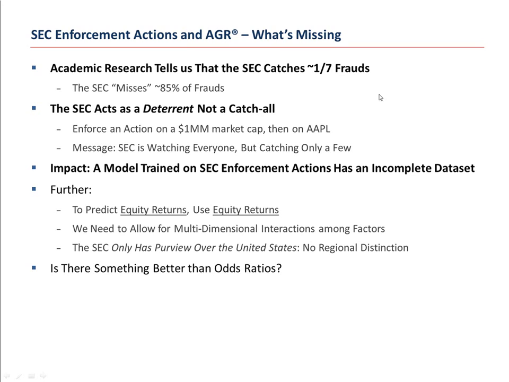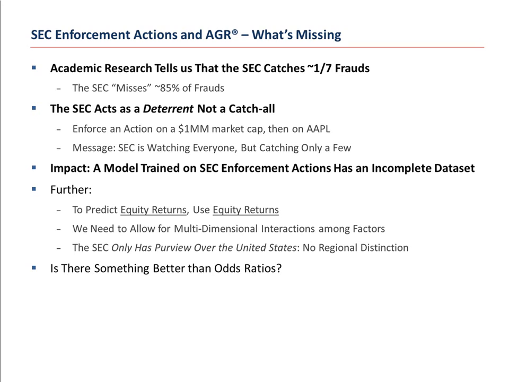The fact that the SEC is missing about 85% of the frauds does have a direct impact on a model to predict equity returns, which specifically is the data set is incomplete. We're missing 85% of the data. But there's even more difficulty using a fraud model, AGR, in order to predict equity returns, and that is the implicit relationship. It makes perfect sense to us to think that if you can predict fraud, you could probably predict stock returns to some degree.